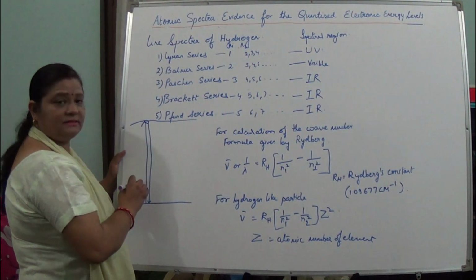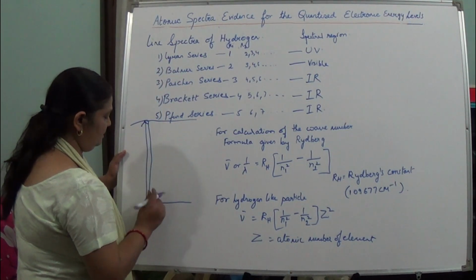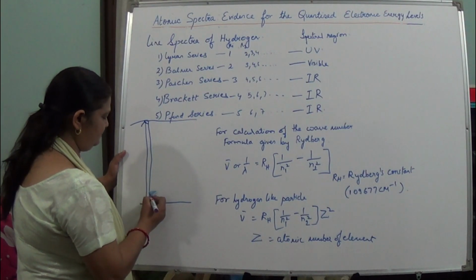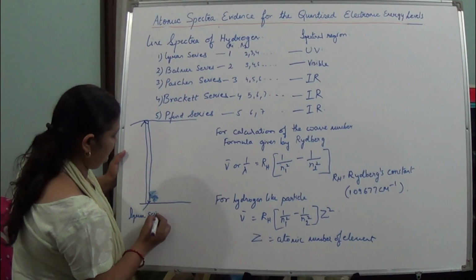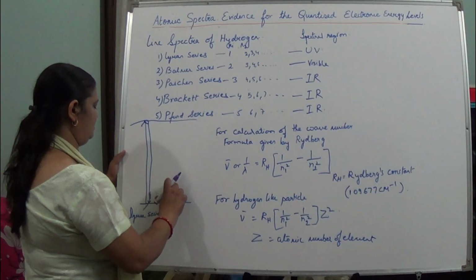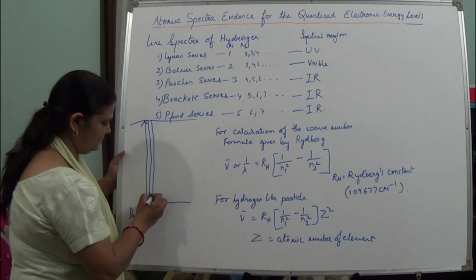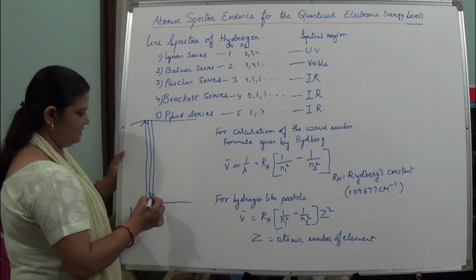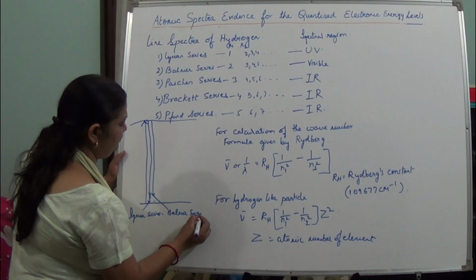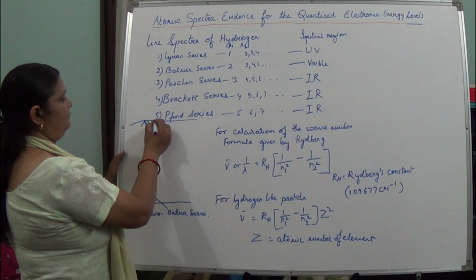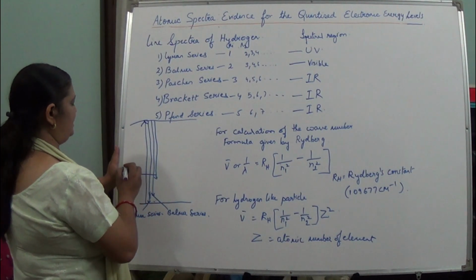So if it falls in its original position, it is known as the Lyman series. Now, if it falls in the second, it is known as the Balmer series. And if in the third, it is known as the Paschen series.